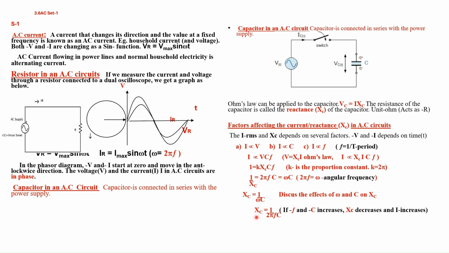C is bigger, Xc is smaller because of the 1 over. Why is C bigger? That means it can hold more charge. That means bigger current, right? Therefore, bigger current means smaller resistance or reactance in the circuit. All right? Okay, that is straightforward. We continue to the next slide.